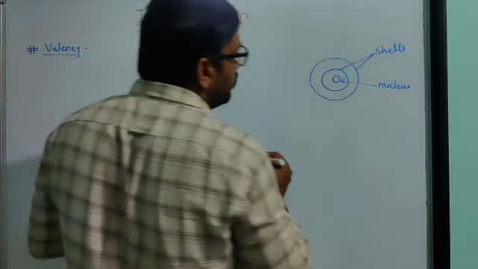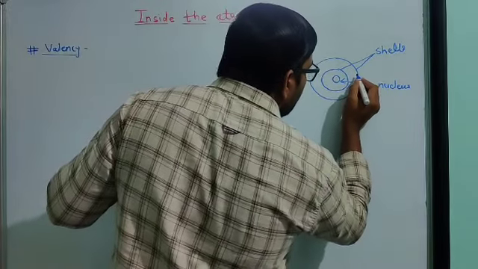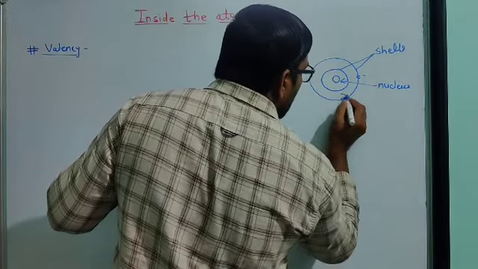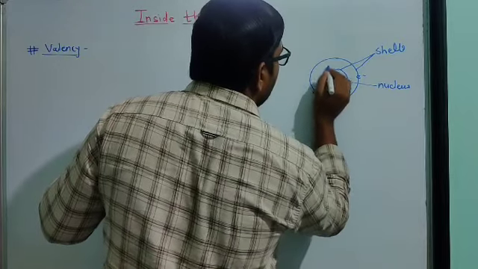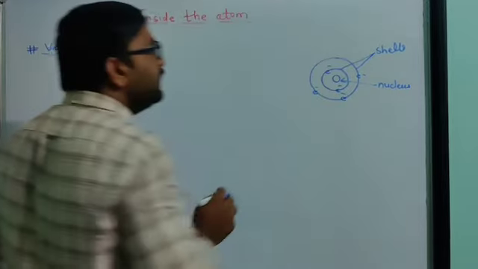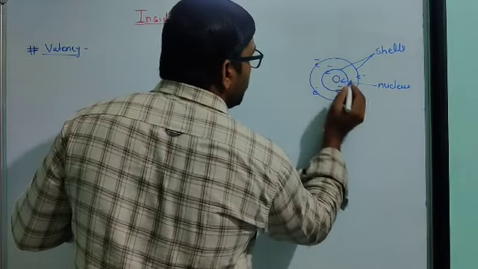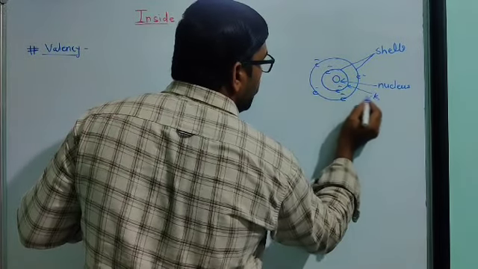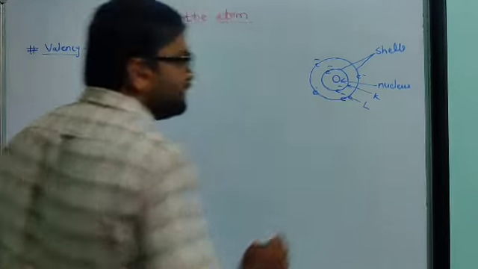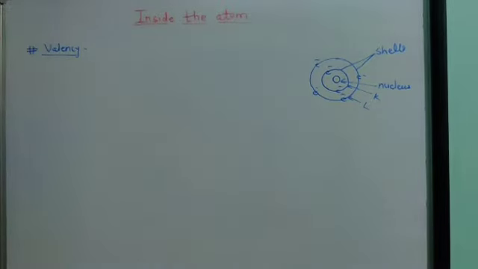Here, look at the electrons which are present. We know in the first shell there are only 2 electrons. Now suppose this is the K shell and this is the L shell. K shell and L shell.